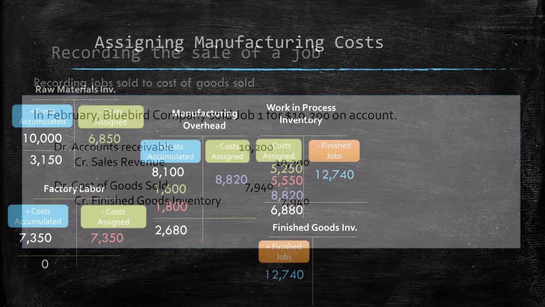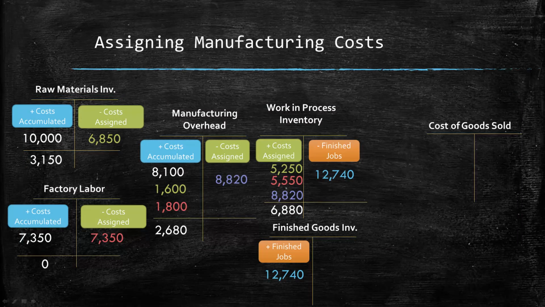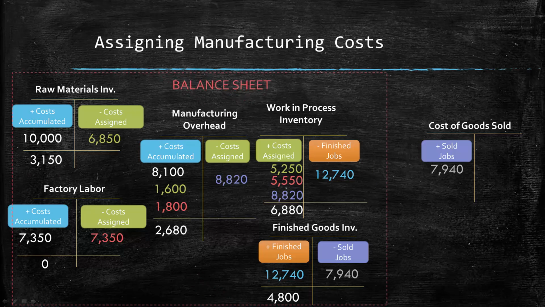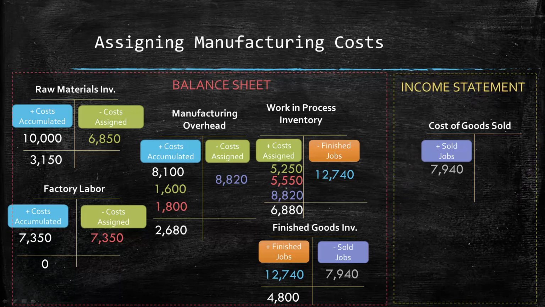And so our last step here in our T accounts is we're moving that sold job out of finished goods inventory and into cost of goods sold. And so our ending balance in finished goods actually relates to that unsold job number 3. And you can see here now that on my left side, all of these accounts are on my balance sheet. They're tracking my inventory and my costs. And then once those jobs are sold, they become cost of goods sold, which ends up on your income statement and is used for evaluating your gross profit.